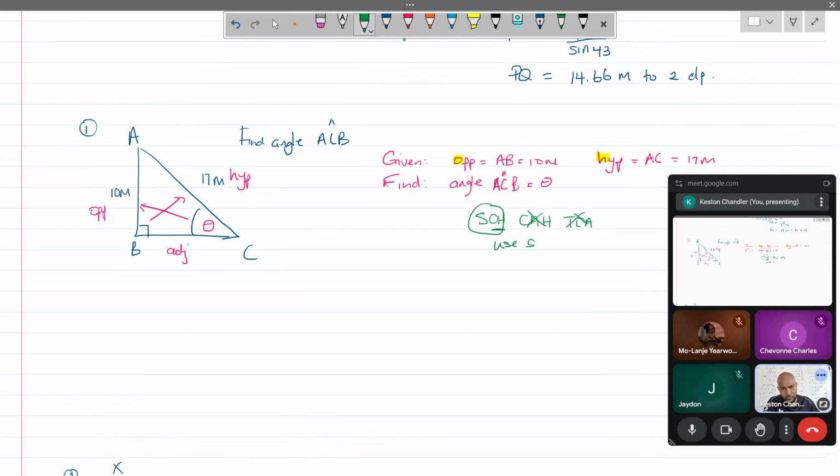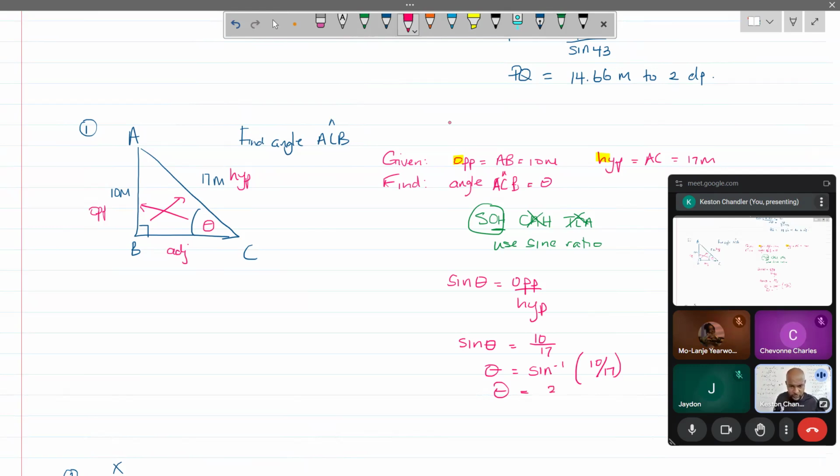Use sine ratio. Going to write our formula. Sine theta is equal to opposite over hypotenuse. Sine theta is equal to 10 over 17. Theta is sine inverse of 10 over 17. That gives .03 to two decimal places. And this is degrees, right?